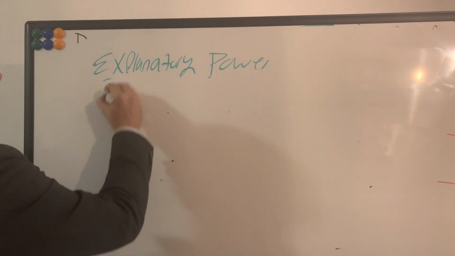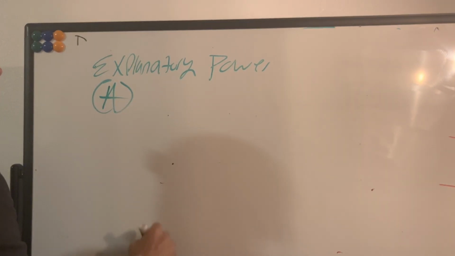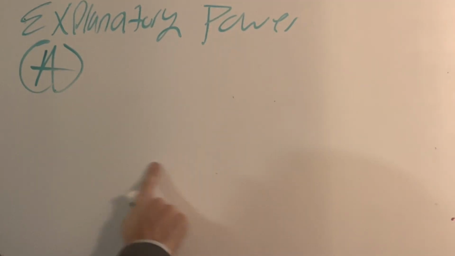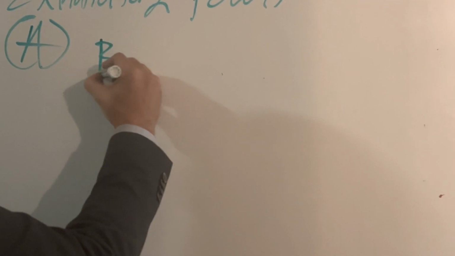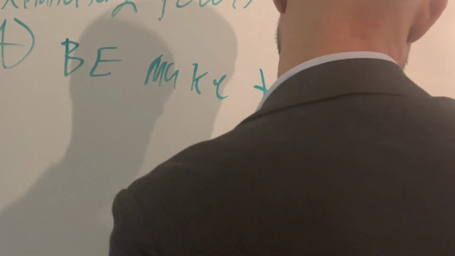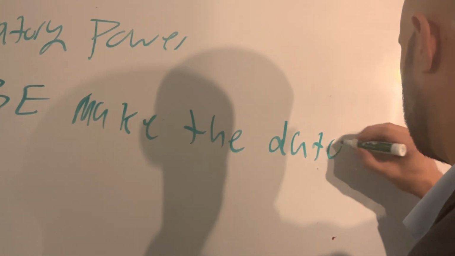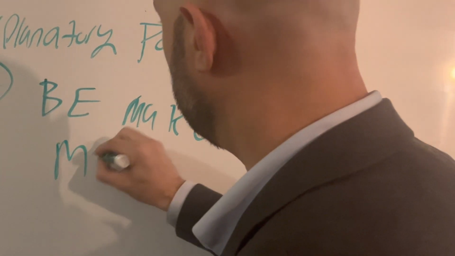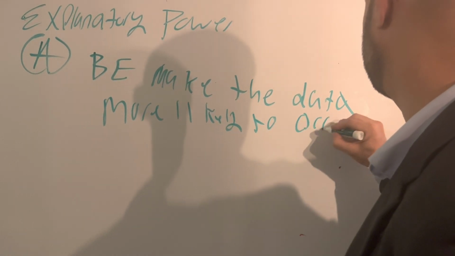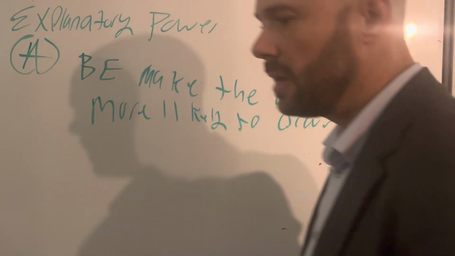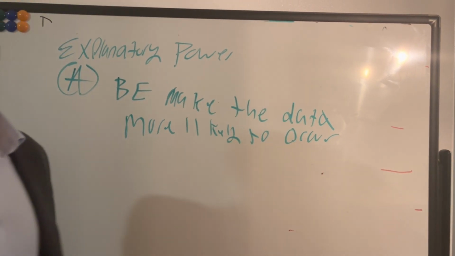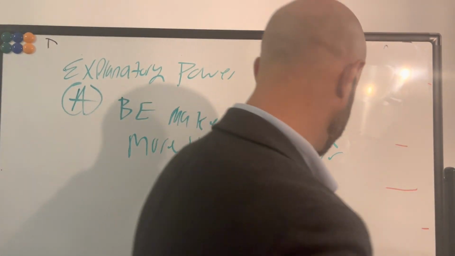Explanatory power is, you can think about it like this. The best explanation will make the data more likely to occur. So what does that mean? Because the data did occur, right? The facts happened. So how does an explanation make the data more likely to occur? Well, here's one way to think about it.